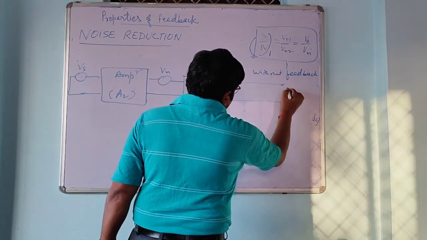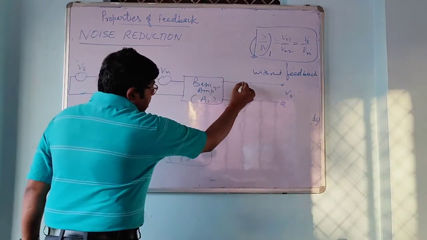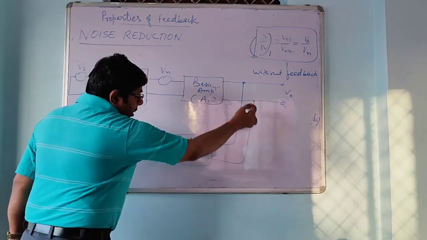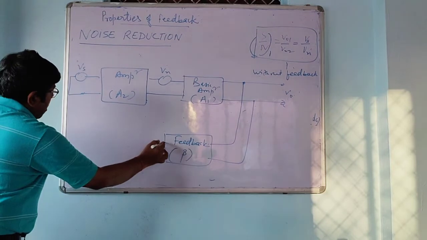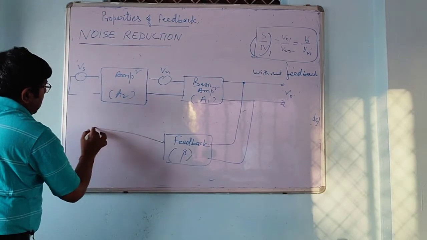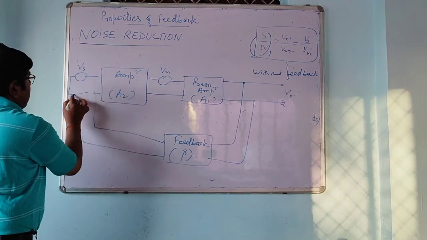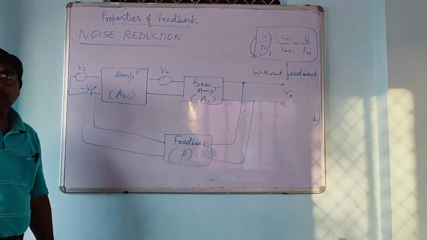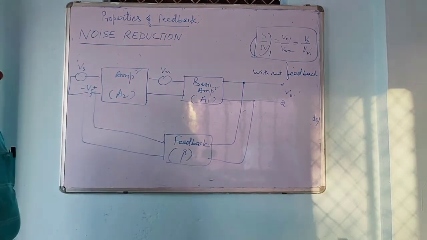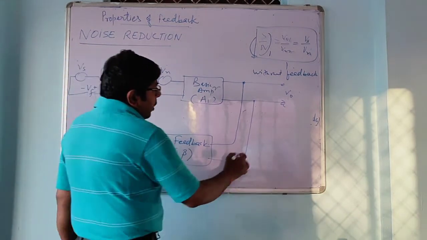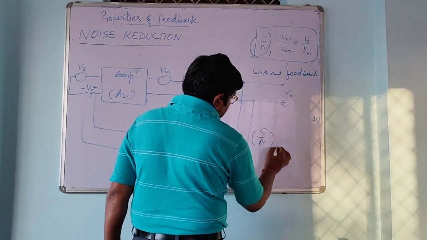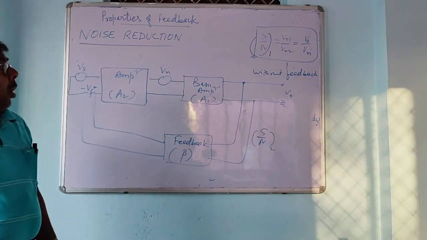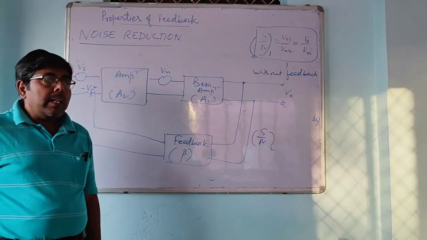Here we are using output V0, and feedback is connected from the output. Feedback signal from the output is fed back from output to the input from this side. So suppose this is the feedback signal. This is the feedback factor. Then what is the signal to noise ratio for this case? Suppose we are using feedback, then what is this value? How can we calculate? We will follow the same procedure.